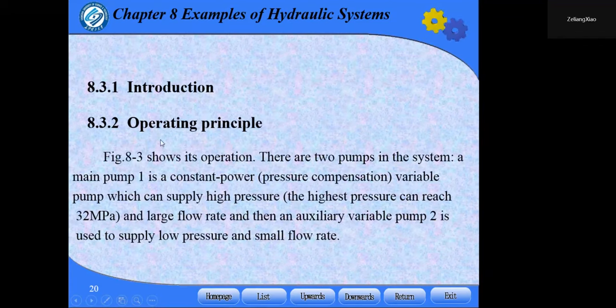Page 23 shows each operating. There are two pumps in the system. Main pump 1 is the constant power pressure-stationed variable pump, supplying high pressure with a large flow range. The ordinary variable pump is used to supply low pressure with a small flow range.